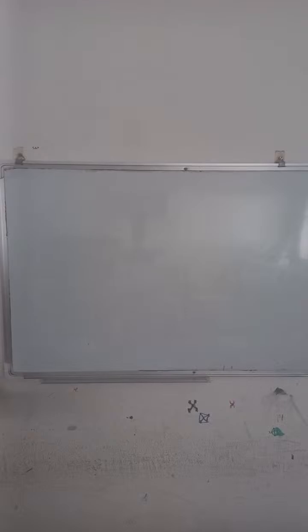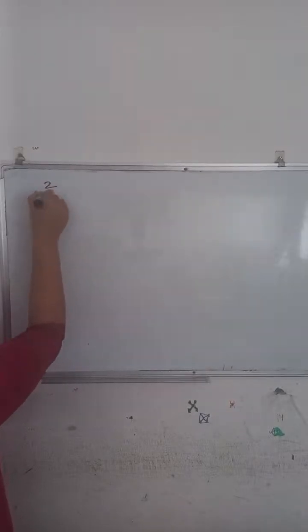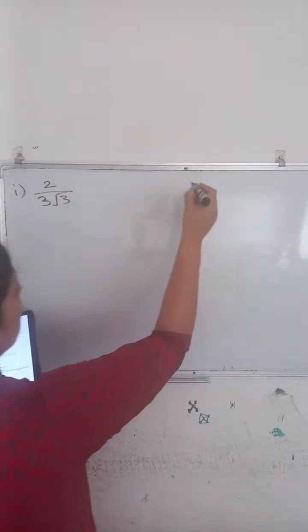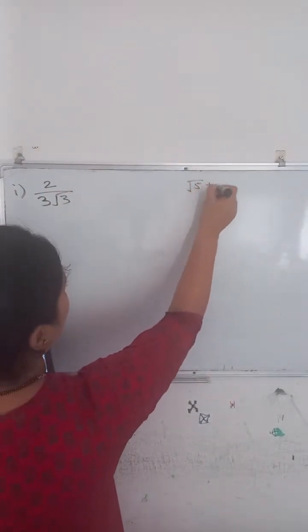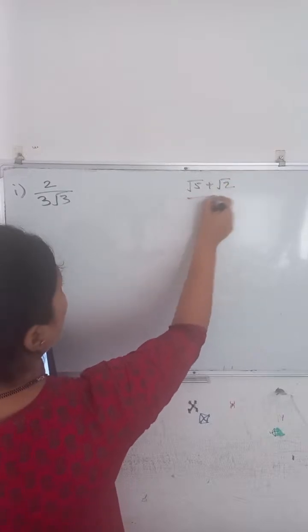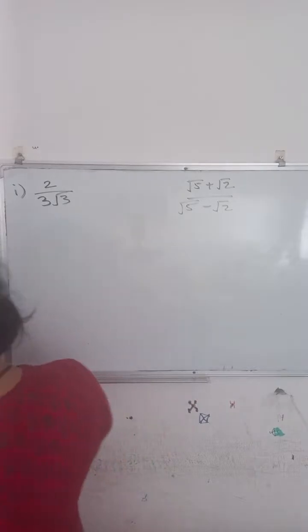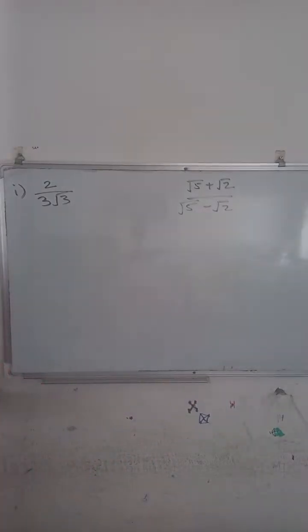Okay, so write here some questions for rationalization. 2 divided by 3 root 3. This is the first question. Another question is root 5 plus root 2 divided by root 5 minus root 2. You can simplify these two first, and then we can go for some extra questions.